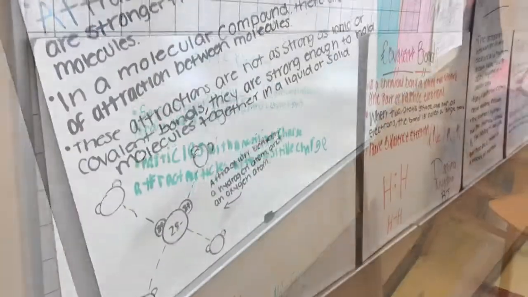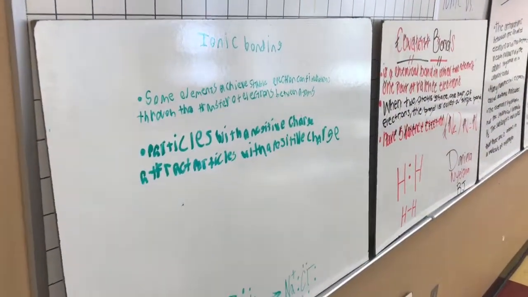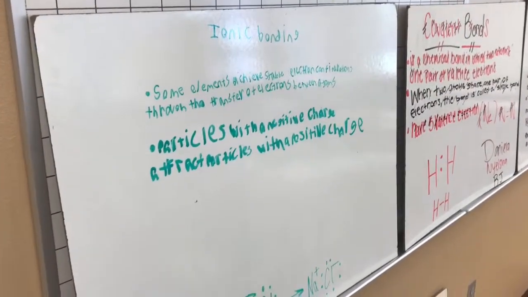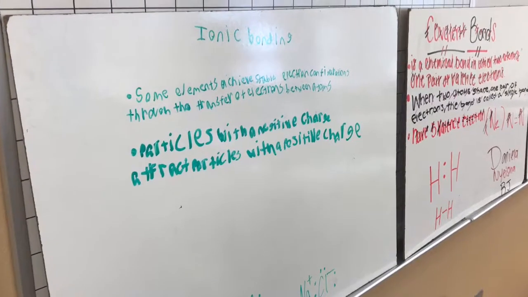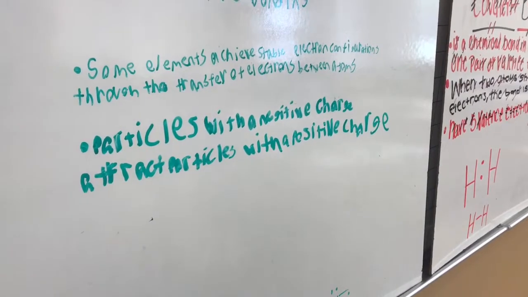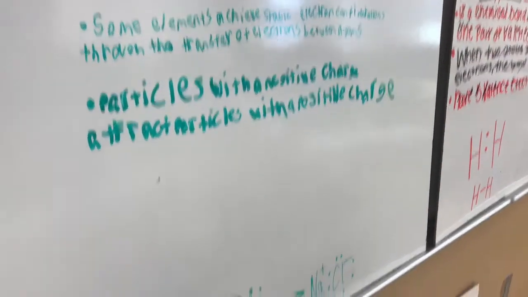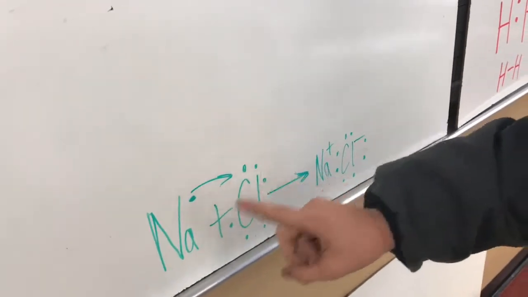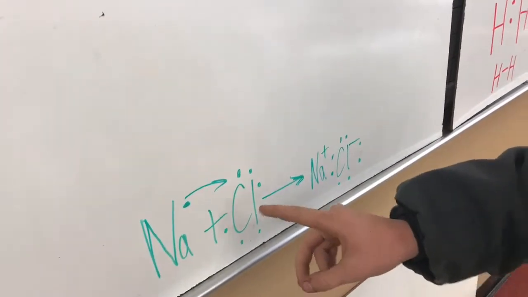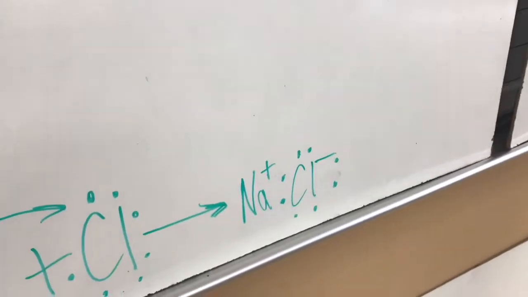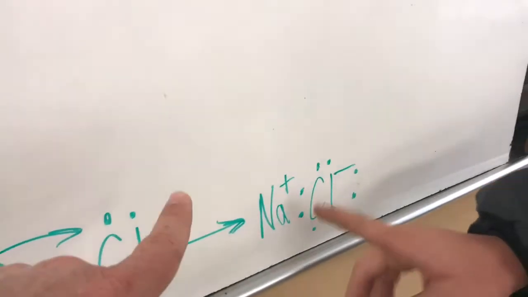All right, tell me about ionic bonding. Some elements achieve stable electron configurations through the transfer of electrons between atoms. Particles with a negative charge attract particles with a positive charge. So explain this picture right here. Sodium is giving an electron to chlorine. And so what charge does sodium now have? Sodium now has a positive charge. And chlorine? It has a negative charge. All right, because it took an electron.